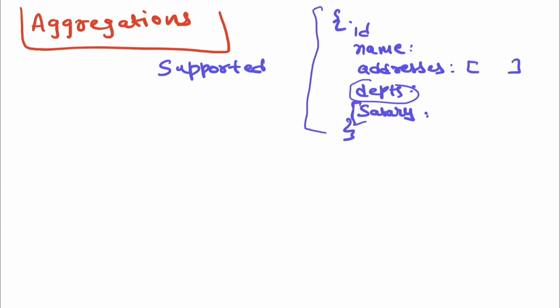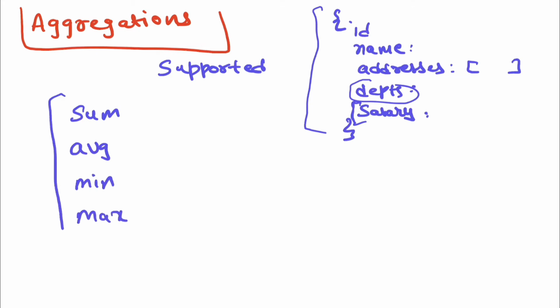There are a bunch of functions available, such as sum, average, min, max, and a lot of other aggregation functions, which I'm not going to write out here, but I just wanted to give you an idea that there are aggregation functions available within MongoDB which you can use to aggregate the records or documents based on a particular field, and you get the aggregated result back.